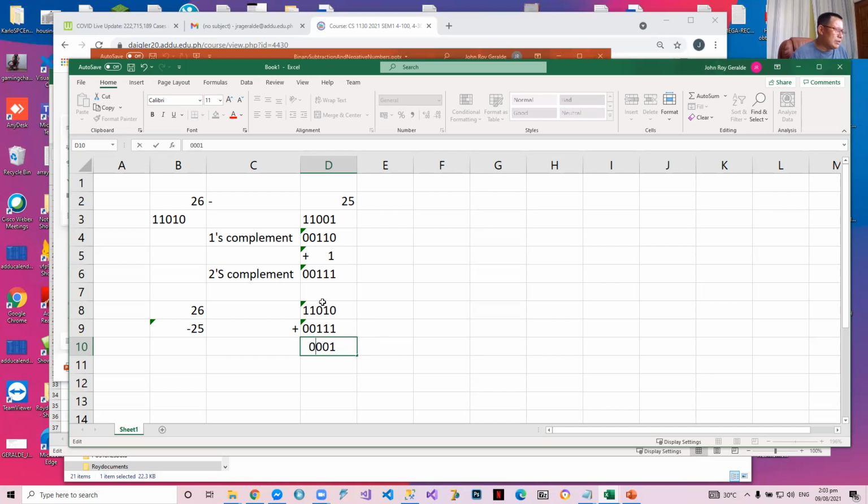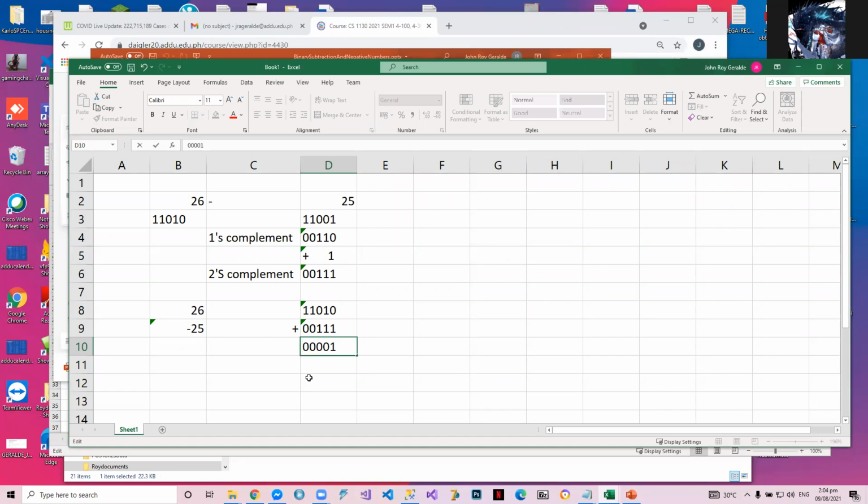0 plus 1, 1 plus 1, 0, carry 1. 1 plus 1, 0, carry 1. 1 plus 1, 0, carry 1. And 1 plus 1 is another 0, with a final carry of 1. The final carry of 1 is discarded. Do you follow?